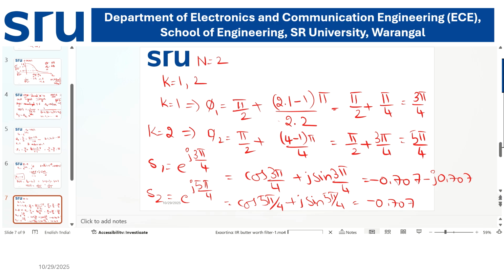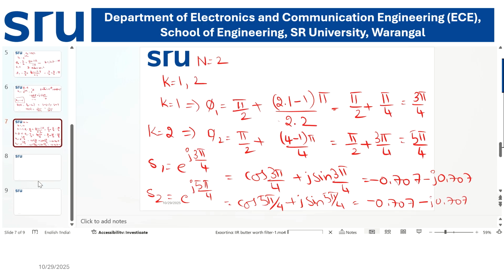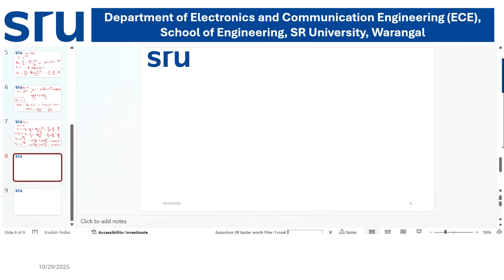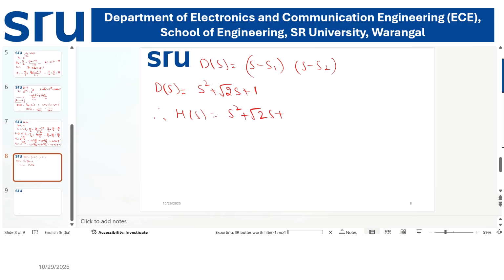So if n is equal to 2, then we have two k values. Therefore, we have two poles of the system. Now the polynomial d of s is (s minus s1) into (s minus s2). If I substitute the s1 value and s2 value, the final polynomial I will get is s square plus root 2 s plus 1. Therefore, the h of s is 1 by s square plus root 2 s plus 1.